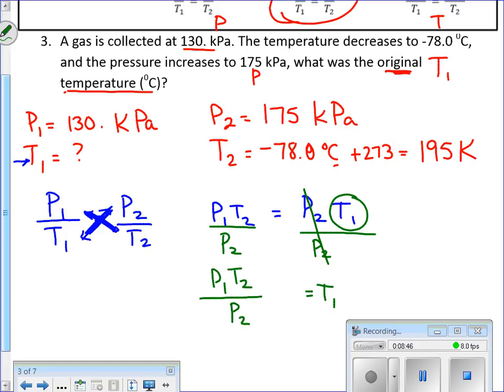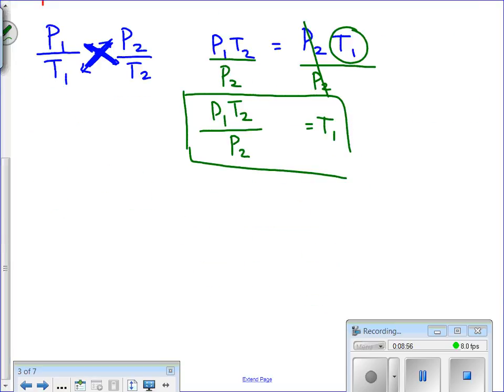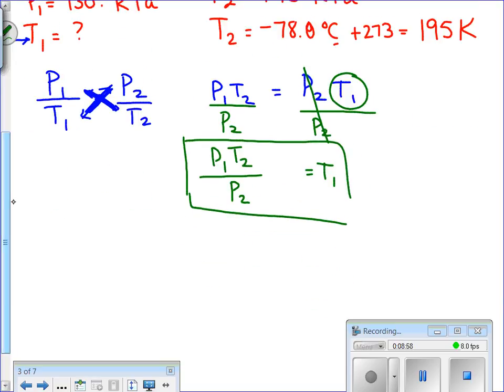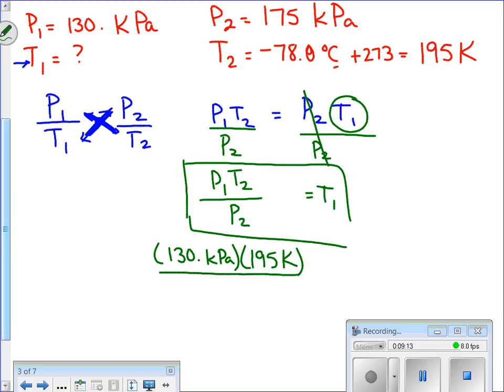Okay? So this equation is my unsubstituted but manipulated equation. I've manipulated, I've changed it around to solve for what I want. Now I'm ready to plug in my values. Okay, so pressure 1 is 130 kilopascals. Temperature 2 is 195 Kelvin. Pressure 2 is 175 kilopascals. And I'm looking for temperature 1.